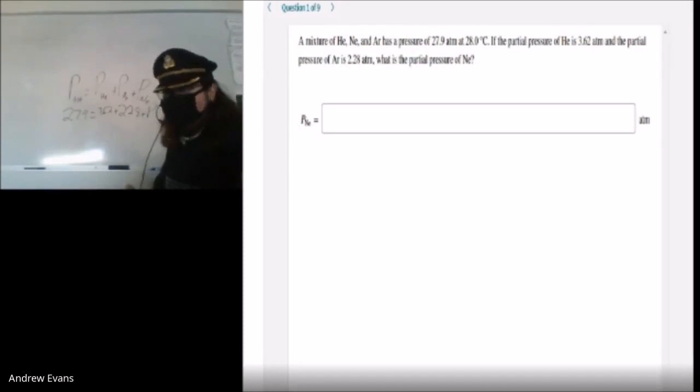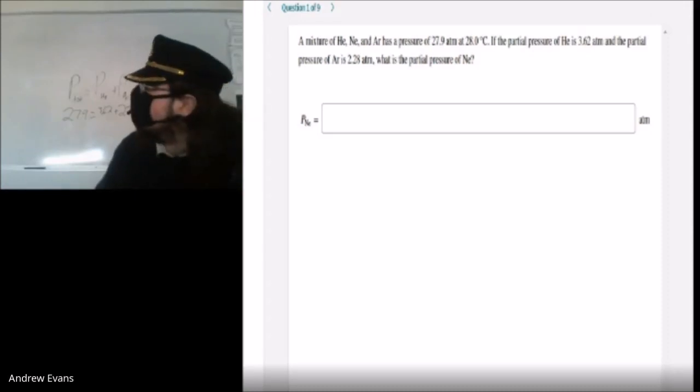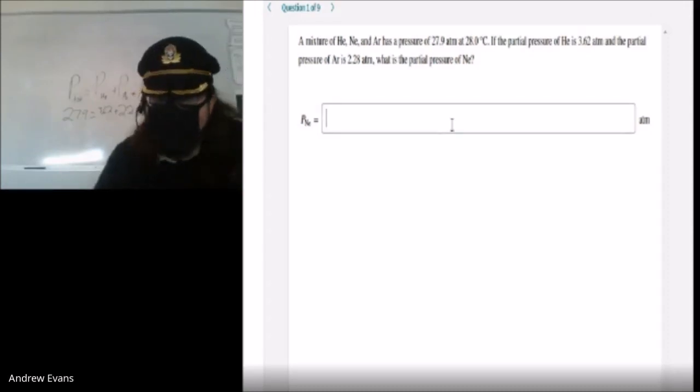Please note, the temperature is a red herring. We do not need the temperature because the pressures are not changing and the amounts of gases are not changing. The only thing we need to worry about is the total pressure versus the individual pressures. So when I subtract the 2 pressures, I get a difference of 22. So the pressure of neon is 22 atm.